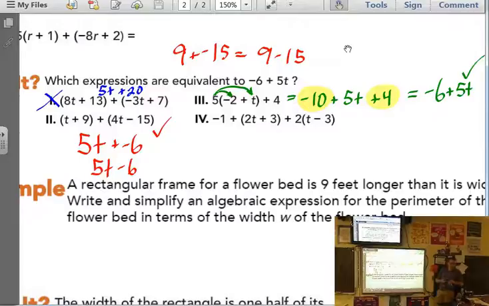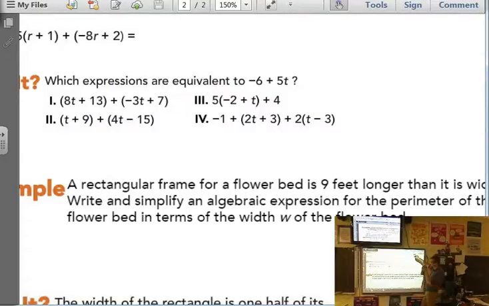Option 4, take a second to try this on your own. You're going to need to write out a little bit of work. I'm telling you right now, you're going to need to write out a little bit of work. So far, option 2 and option 3 work. They match.